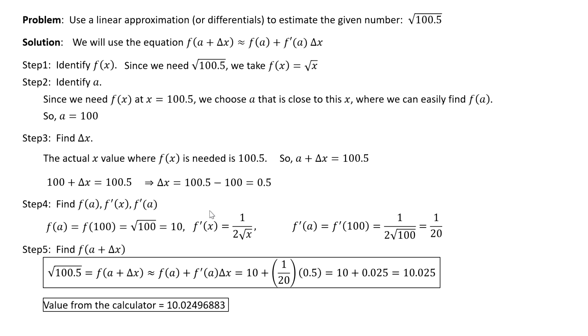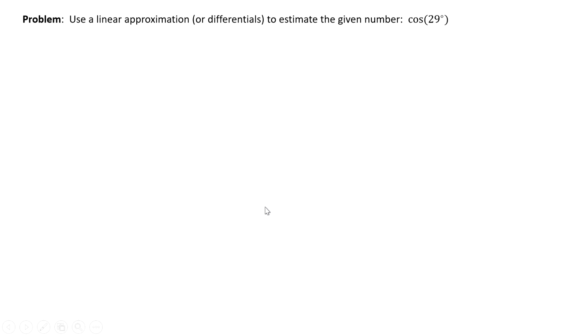And the calculator says 10.02496883. If you round this to the fourth decimal place, that actually does become 10.0250. So we are right. So this is pretty good. Cool. Are you getting the hang of this? All right. I think this is the last one. Cosine of 29 degrees.